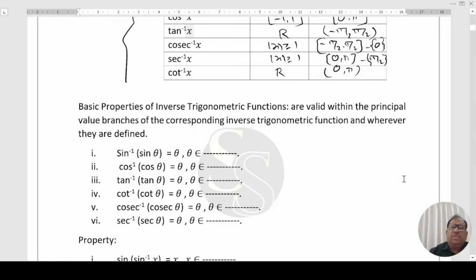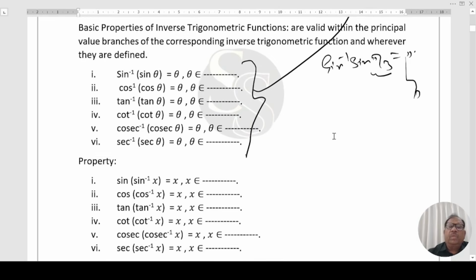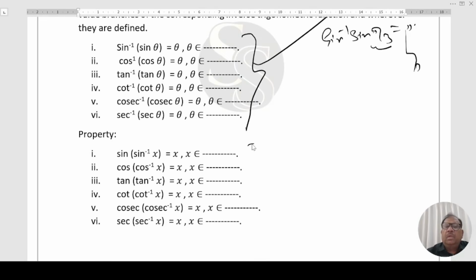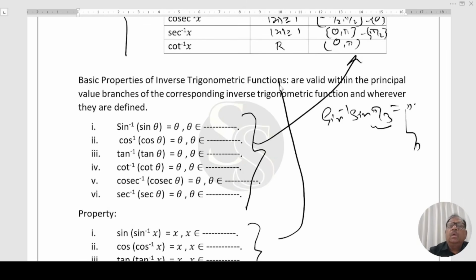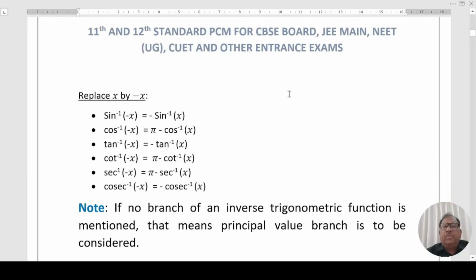For sine of inverse sine theta, for example sine of inverse sine pi by 3 equals pi by 3, provided theta belongs to this interval. Similarly, sine of sine inverse x and cos of cos inverse x hold only for values belonging to this interval. Otherwise these are not defined. And now the formulas applicable when x is replaced by minus x.